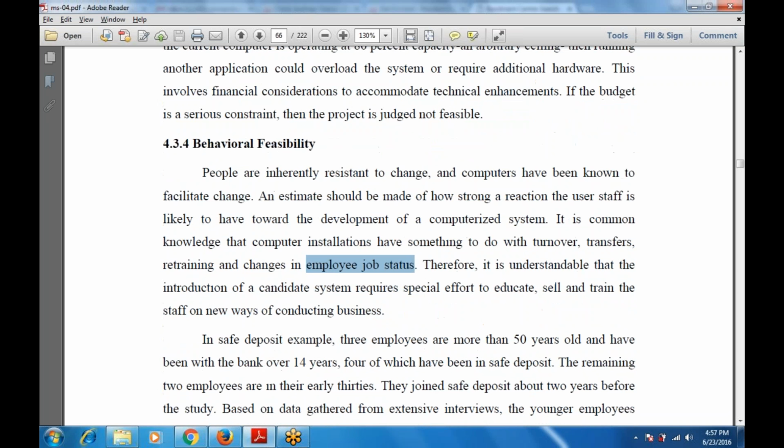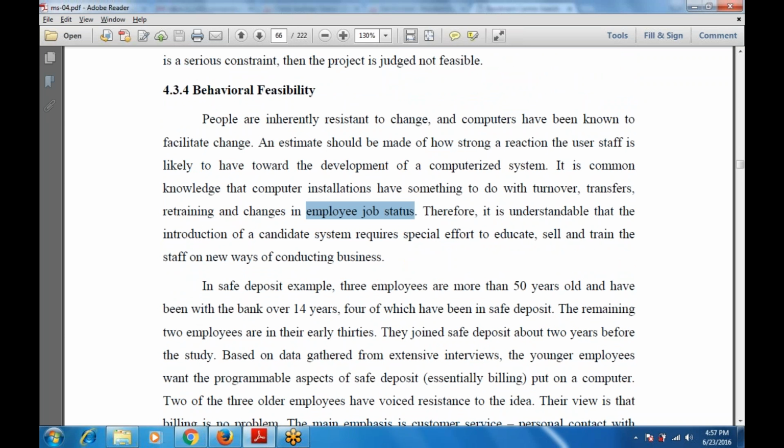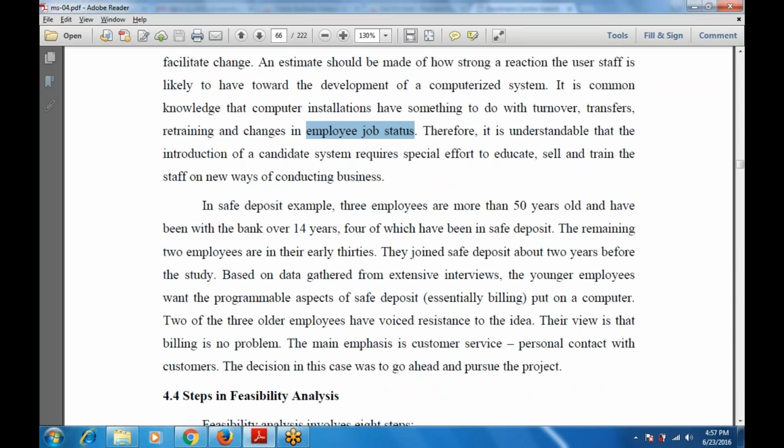Now, in a safe deposit example, 3 employees are more than 50 years old and have been with the bank for over 14 years, and the remaining 2 employees are in their early 30s. They joined the safe deposit 2 years before the study. Based on the data gathered from extensive interviews, the younger employees want the programmable aspect of the safe deposit, that is billing, put on a computer, and 2 of the 3 older employees voiced resistance to the idea.